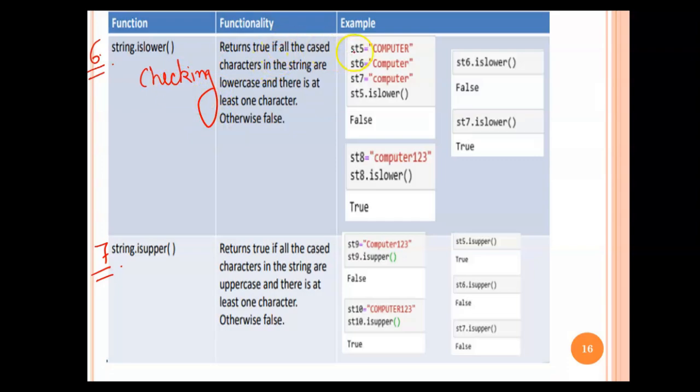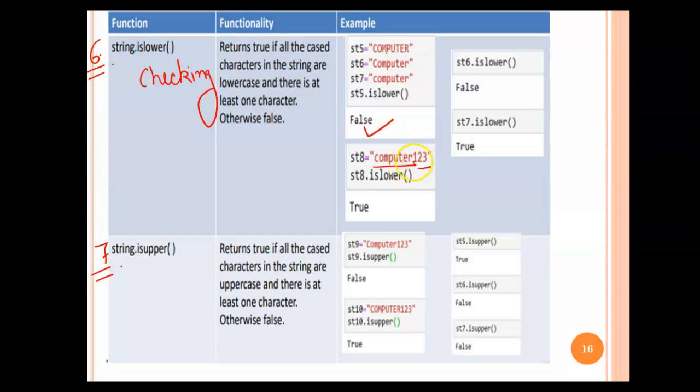Okay, so we have str5 is COMPUTER, which is in capital. str6 is a mismatch because the first letter is in capital, rest all are in small. str7 is computer in small. str5.islower, so is it lower? No, it is capital, so we are getting false here. Now you can check str8 is equal to computer123. So these all are in lowercase, right? And for the numbers there is no case value, neither capital nor small.